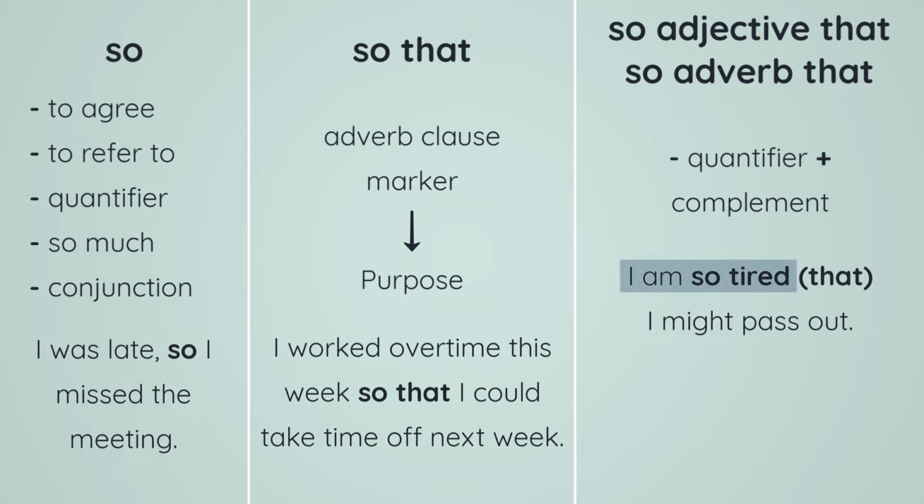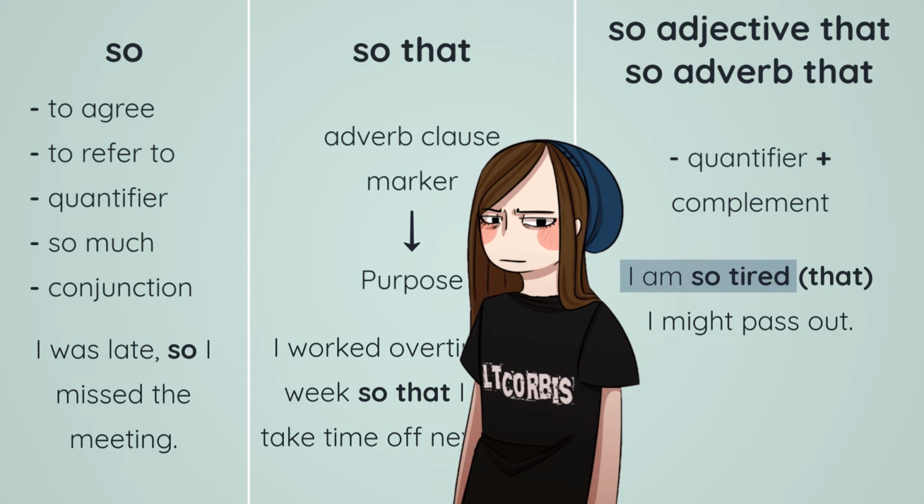I am so tired that I might pass out. Now I could say, I am so tired. This is a complete sentence. You don't need any more. I have the quantifier, I have the adjective, I've completed my meaning. But I want you to understand how tired I am. Very tired is not enough. I want you to understand more.